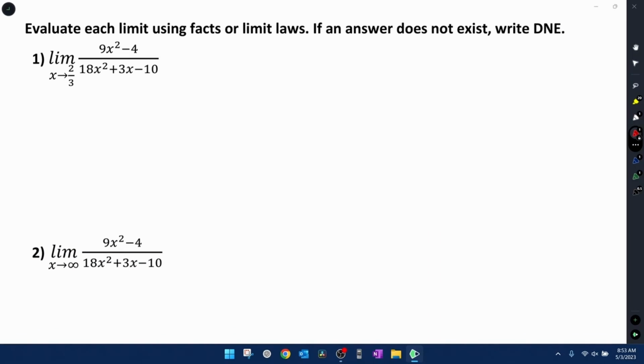They want us to evaluate the limit using limit laws or facts. If an answer does not exist, we're going to write DNE. Our first limit says we have the limit as x approaches 2/3 of this rational expression. This can be done with evaluation, simply plugging in the 2/3 for all of the x's if we do not get an error or an undefined situation.